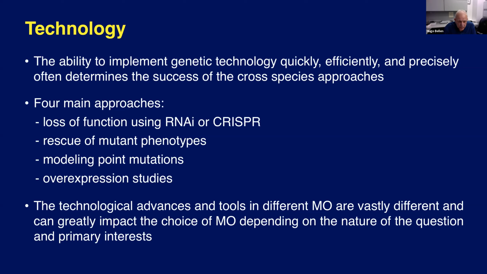One likes to model point mutations, if possible, the variants that are found in the patient. But one can also use overexpression studies, and I'll try to present examples of each of those to show you that they all can be informative. As already mentioned, the different technologies in different model organisms are vastly different and can obviously impact the choice, what reagents are available, what mutants are available, etc. And obviously the nature of the question, what is your primary interest, will also determine what model organism to use.